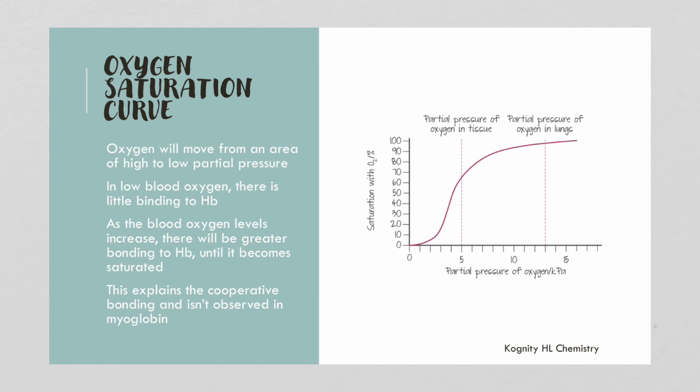So this diagram here is showing the oxygen saturation curve. Oxygen will move from an area of high partial pressure to an area of low partial pressure. So in low blood oxygen, there's not very much binding to hemoglobin. But as the blood oxygen levels increase, there will be greater binding to hemoglobin until it becomes saturated, and then you can see that no more can be bound to hemoglobin. And that explains the cooperative binding. And we don't see that in myoglobin, so it doesn't follow the same shape.